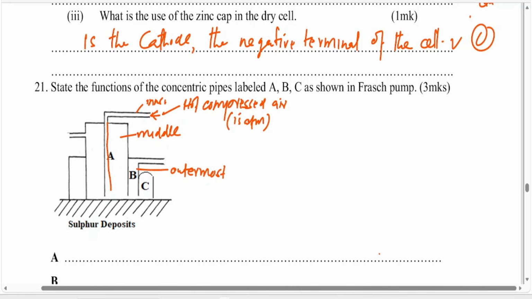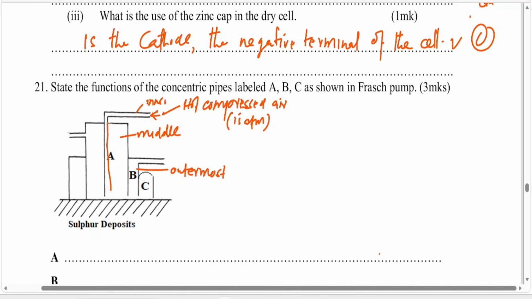And why do we maintain this high pressure? The high pressure of this particular air is to ensure a light froth that consists of the mixture of molten sulfur and water is formed. A light froth is formed.